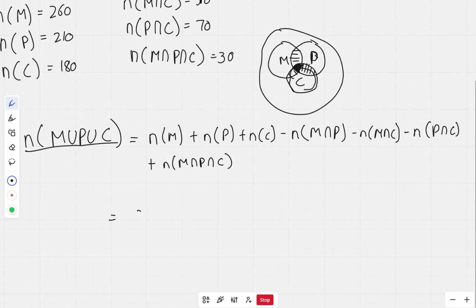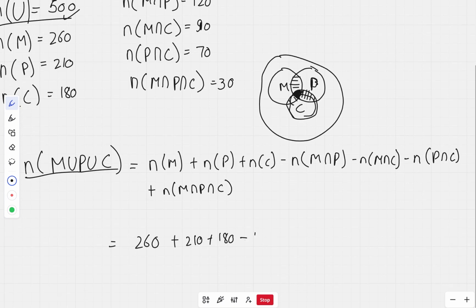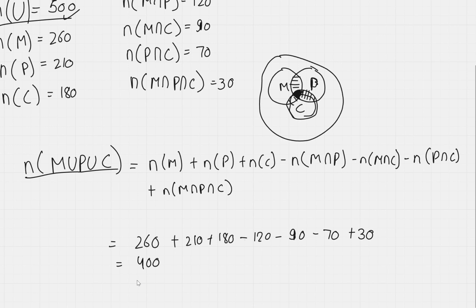We know that the number of elements in M plus the number of elements in P plus C, then minus M intersection P, which is 120, then minus 90, minus 70, and plus 30. This gives us the value 400 after addition and subtraction. So the number of students taking at least one of these subjects is 400.